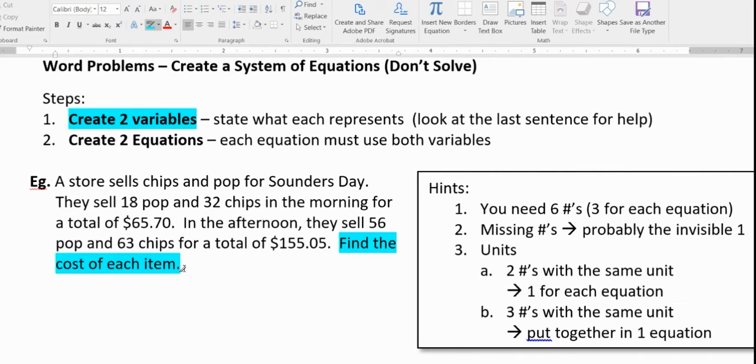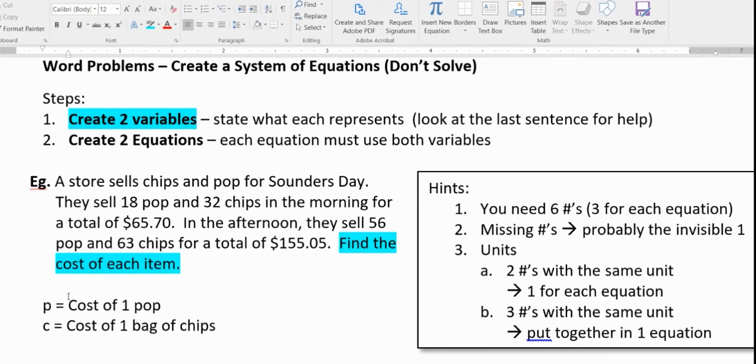In this case, we're selling pop and chips. We've got morning, we've got afternoon. The key thing here is the cost of each item. We have 2 things, pop and chips. I'm going to create a letter for each one. P is the cost of, and you could use X or Y, but I find using letters that represent the objects makes it easier. Now the second variable is C. I'm going to use C for chips.